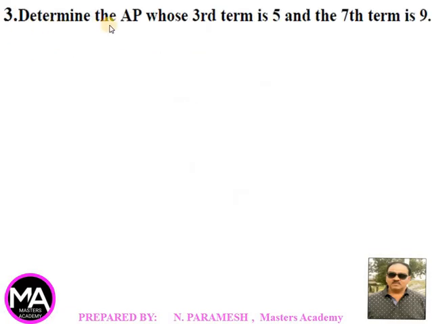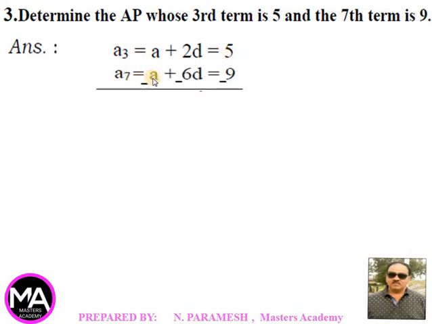Third question, determine the AP whose third term is 5 and the seventh term is 9. Answer, third term a3 is equal to a plus 2d, that is given as 5. a7 is equal to a plus 6d, that is given as 9. Subtracting, opposite sign, plus a minus a get cancelled, minus 4d is equal to minus 4. Dividing by minus 4, d is equal to 1.